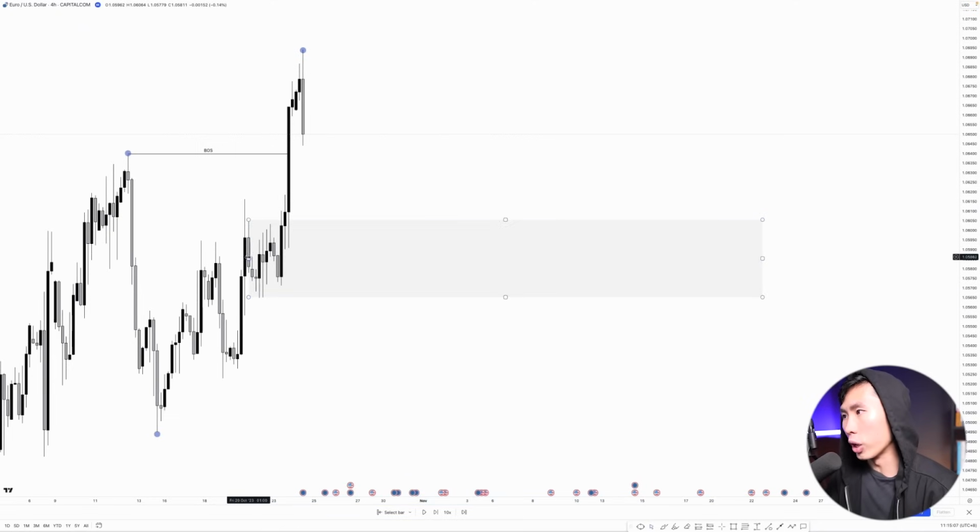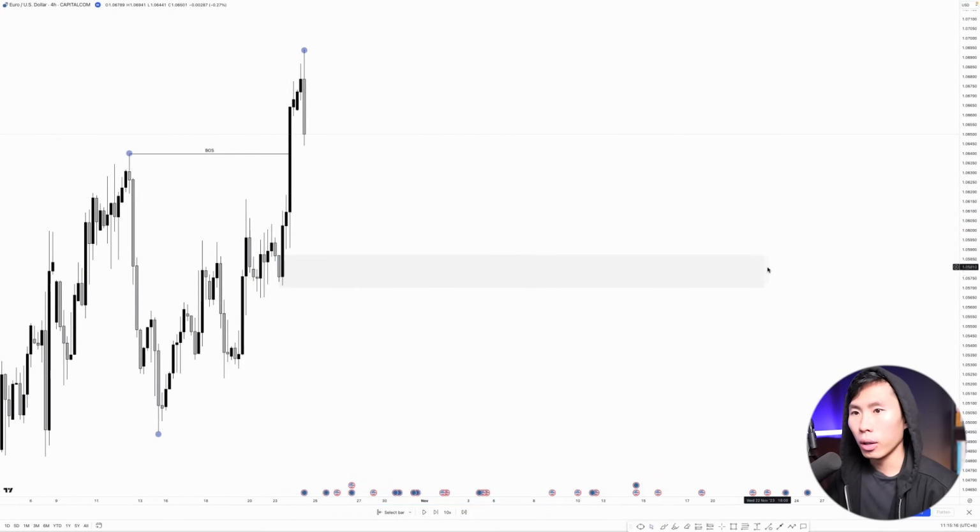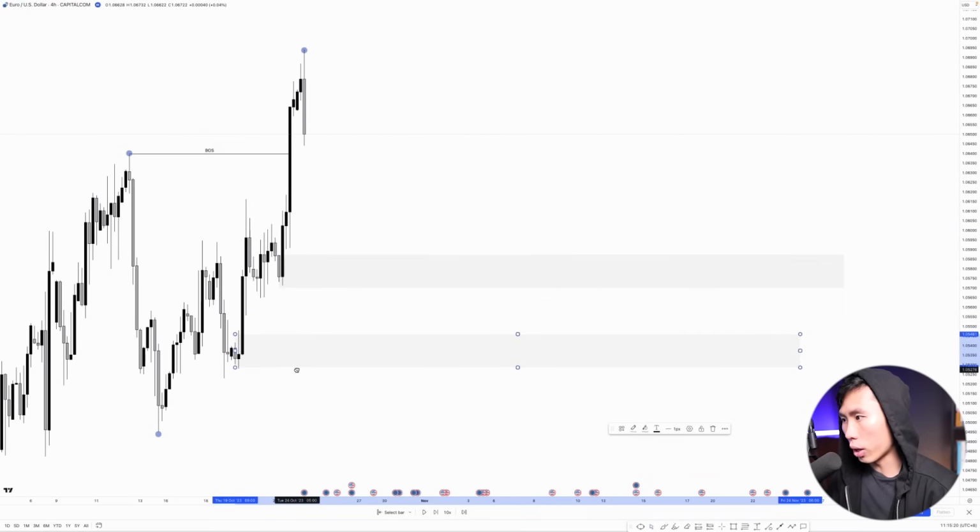So in this case, this is the range method where we are marking up the entire consolidation, or you can mark it up, or rather just refine it to this pivot candle that we have right here, right? So that is your first demand zone. The second demand zone that we have is potentially this one right here, right?